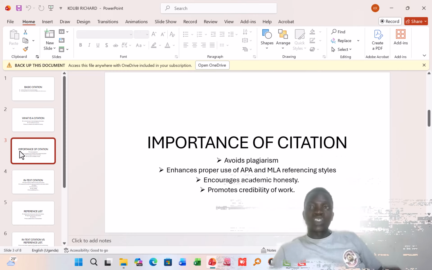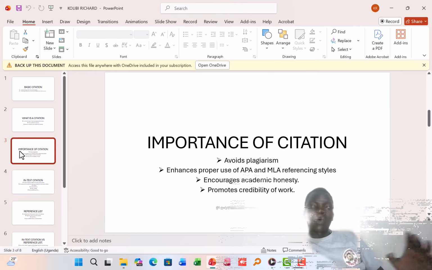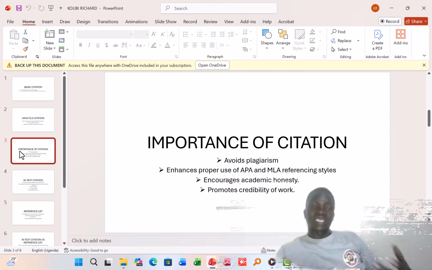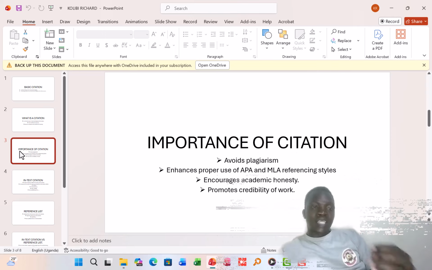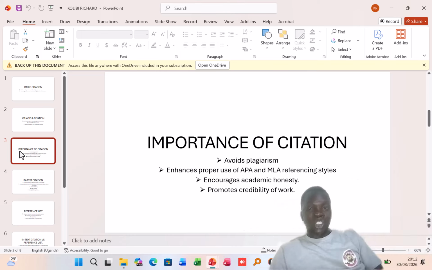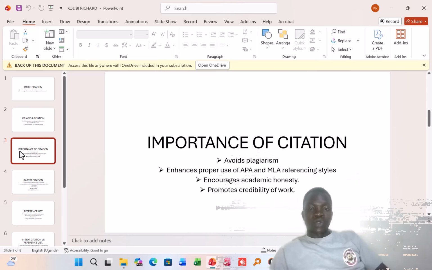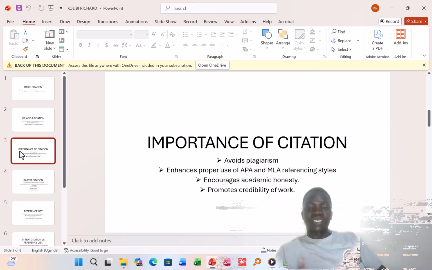Plagiarism is a condition in which someone uses someone else's work, pasting and photocopying it in the same way the owner has written it. That is what we call plagiarism. It's just like copy and paste, which is not right when it comes to citations, and is actually unethical. It is a problem and a nuisance in terms of academic honesty and intellectual honesty in education as well. Another importance is that it enhances proper use of APA and MLA referencing styles.